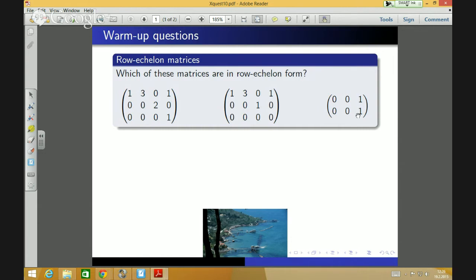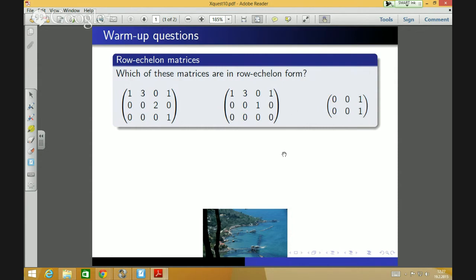Well, it's not, because it doesn't have this staircase pattern. So the leading one on the second row is not to the right of the leading one on the row above. It's actually right below it. What do we have to do in order to put this matrix into row echelon form? Subtract, as one of your colleagues is saying, the first row from the second. And you get a row of zeros at the bottom, which is okay.